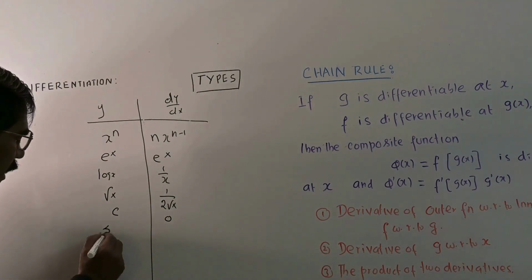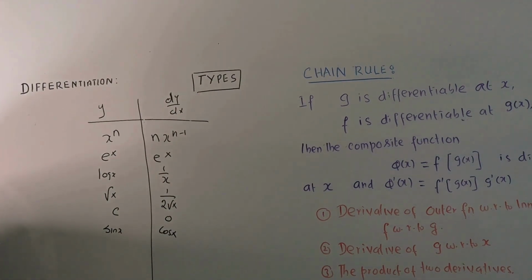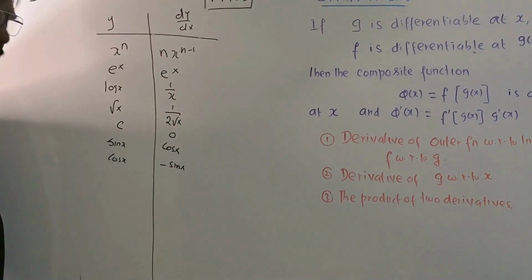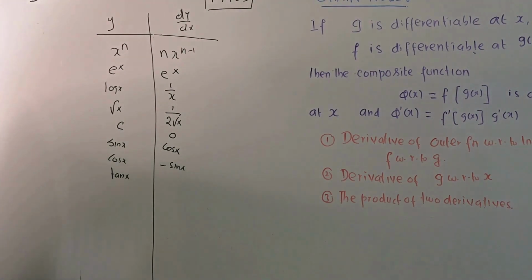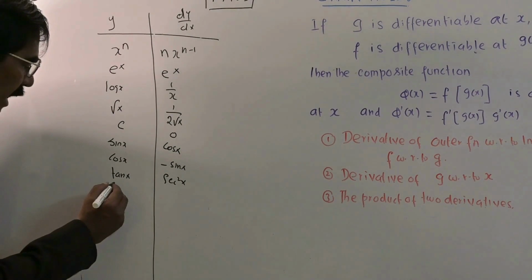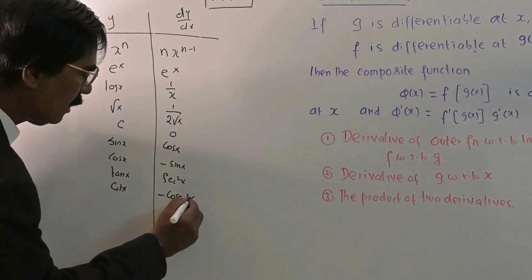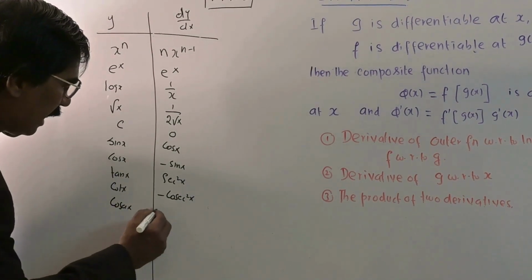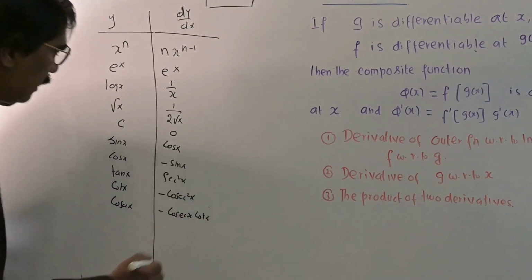Now trigonometric functions. When you differentiate sin x, it is cos x. When you differentiate cos x, it is minus sin x. When you differentiate tan x, it is secant square x. When you differentiate cot x, it is minus cosecant square x. When you differentiate cosecant x, it is minus cosecant x cot x.